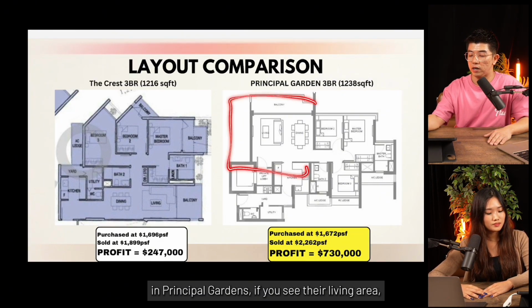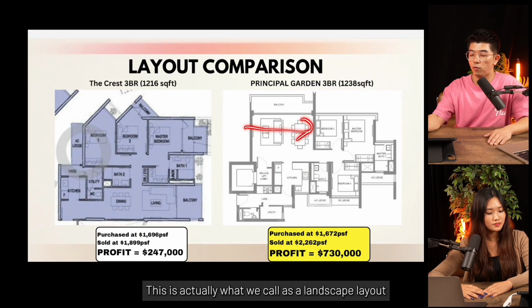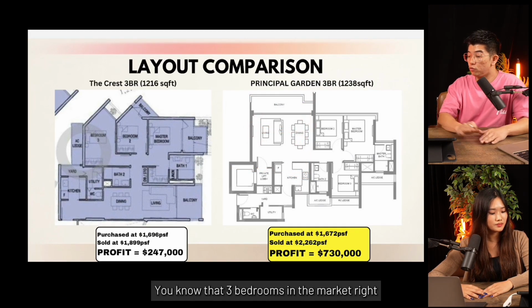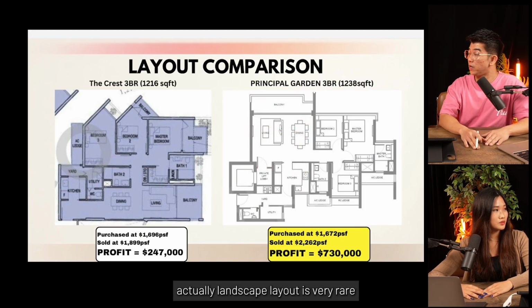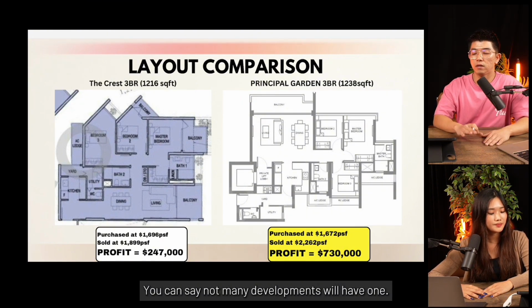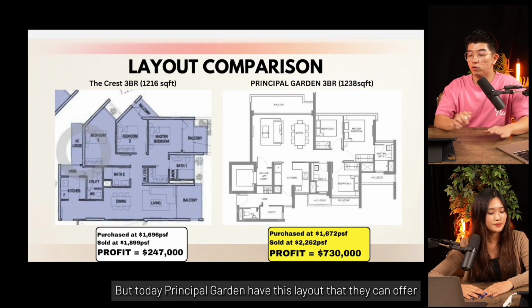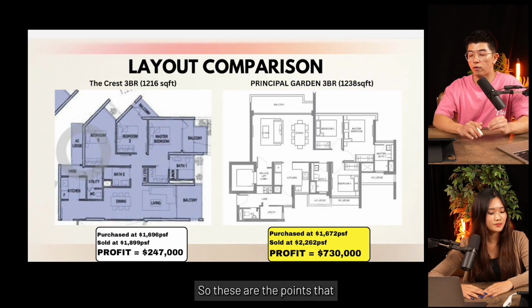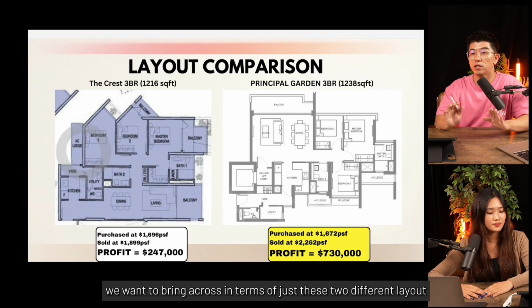And one of the most important parts that we want to highlight is in Principal Garden, if you see their living area, this is actually what we call a landscape layout. You know that for 3-bedrooms in the market, landscape layout is very rare. Actually, it's really very rare. To find a landscape layout 3-bedroom, not many developments will have one. But today, Principal Garden has this layout that they can offer. So these are the points that we want to bring across in terms of these two different layouts.